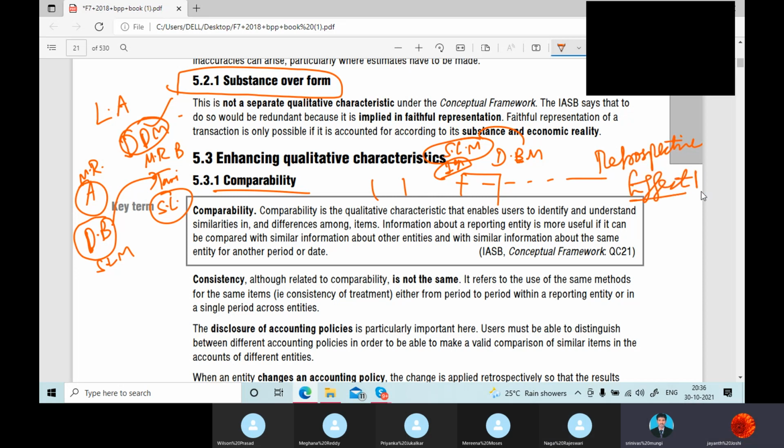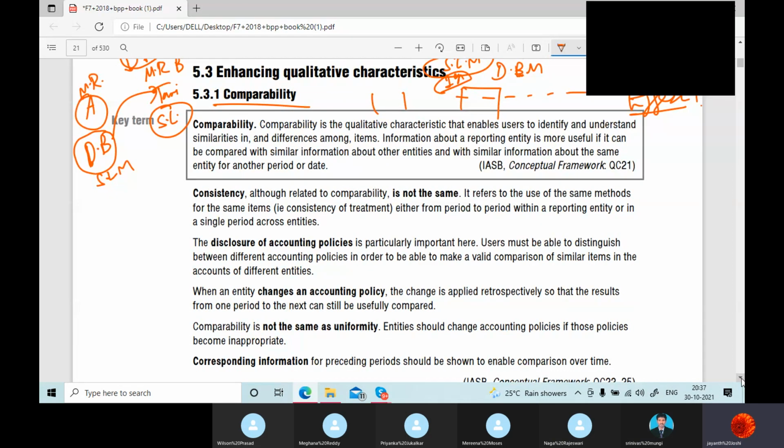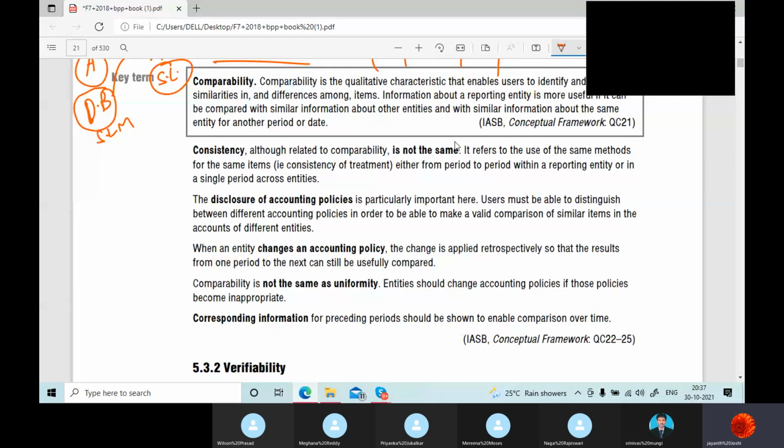So I will explain you about the retrospective effect. Don't worry. When I'll be explaining, sir, the accounting principles are falling from year to year. Then if they change suddenly the method from a straight line method to the written down value method, then it will occur. Yeah, I will give an example of a retrospective effect. Okay, in the next class, probably.